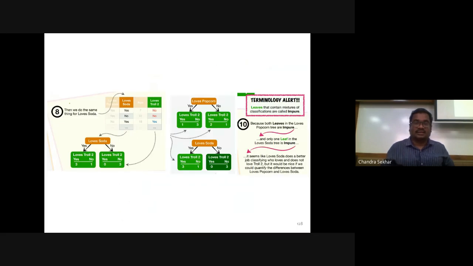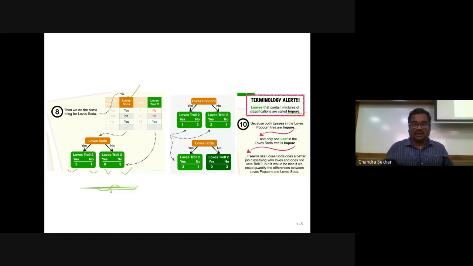Now, as the first feature, loves popcorn, doesn't work, let's check loves soda. If we follow the same technique, what happens? See here, loves soda, then if it is yes, there are 3 yes and 1 no. If I choose no, then what happens? There is no yes and all no's. So if loves soda is no, then there is a clear cut decision that he is not liking it. Here there is no problem, but here 3 yes are there, 1 no is there. So here again there is a problem. If the leaf contains more than one class, we call it impure.